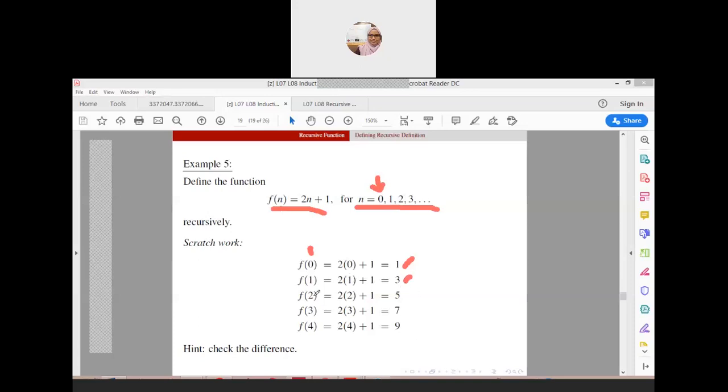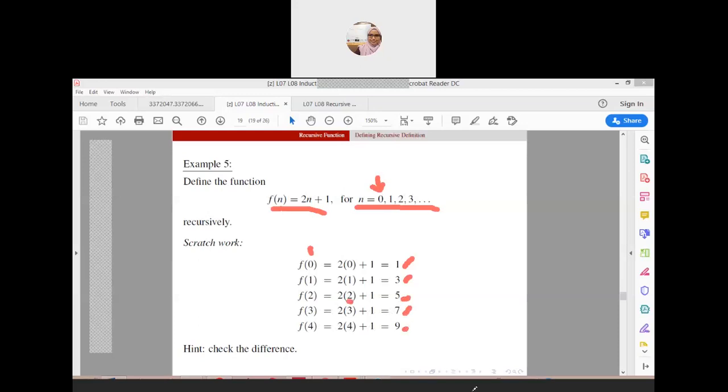Okay, so for f(2), it is 2 times 2 plus 1. Just replace n with 2. Okay, so we get 5. Okay, for f(3) is equal to 2 times 3 plus 1 is equal to 7. And for f(4), which is 2 times 4 plus 1 is equal to 9.